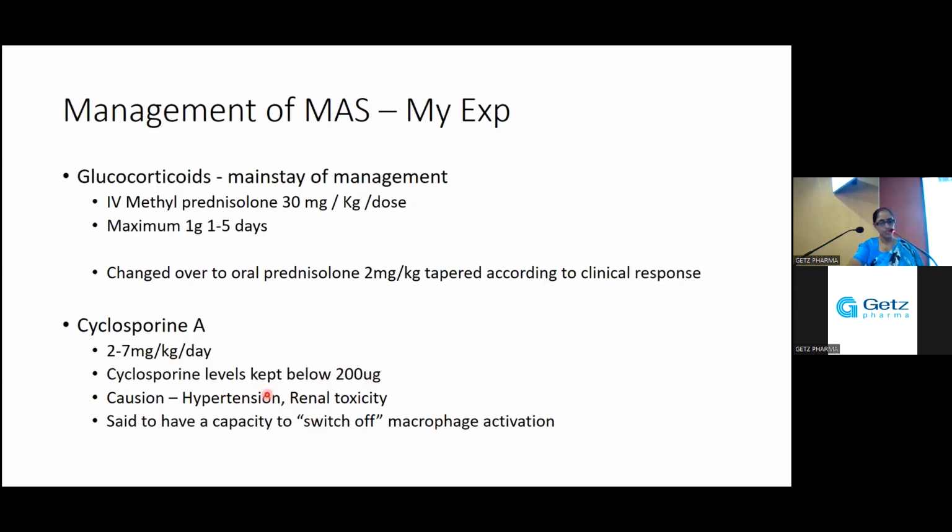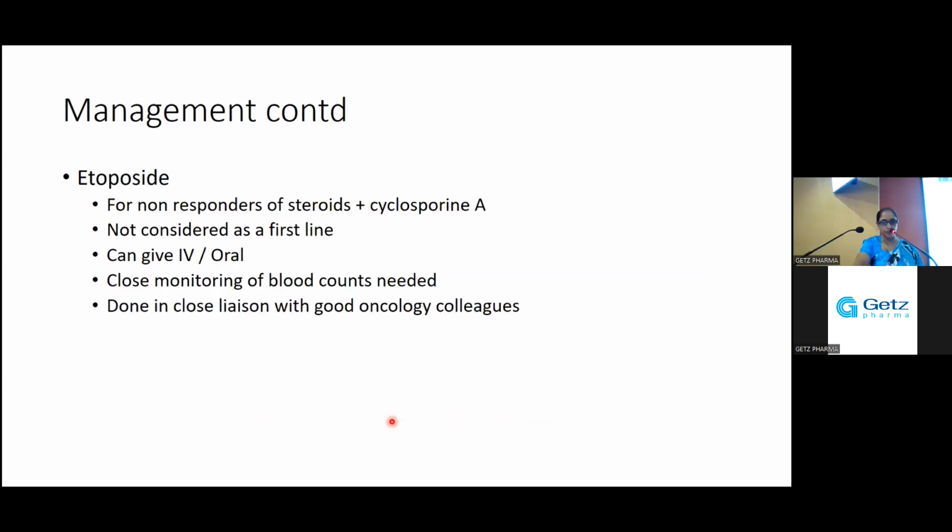The caution is hypertension and renal toxicity, because it can precipitate PRES, which is also present in macrophage activation. So you have to keep an eye on the blood pressure. It is said to have the capacity to switch off macrophage activation. It's a wonder drug, because I have seen once, through human error, cyclosporine accidentally discontinued in a child with systemic onset JIA, who presented months later with raging fever. So it's a very good drug.